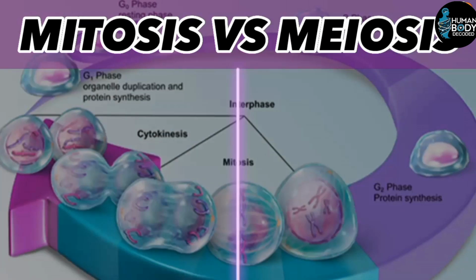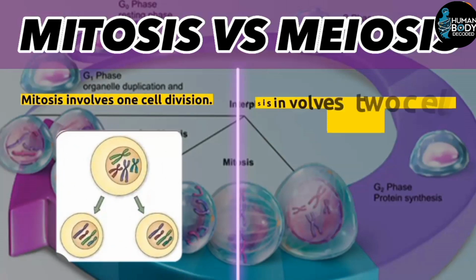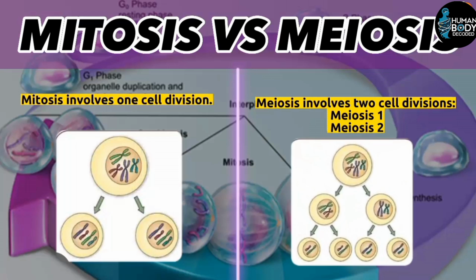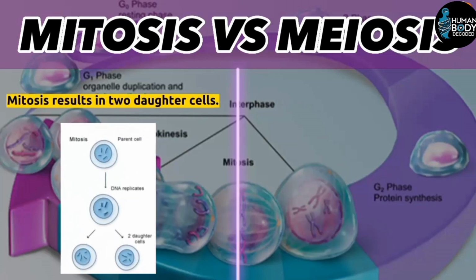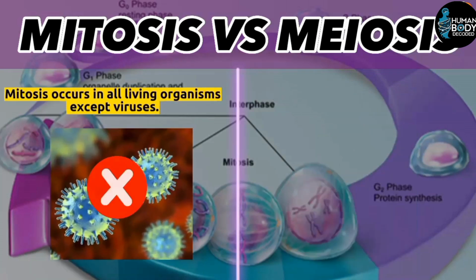Difference number 1. In mitosis, the cell divides only once, but in meiosis, the cell goes through two divisions. The first division is called meiosis 1, and the second division is called meiosis 2. Difference number 2. In mitosis, one cell divides into two identical cells, but in meiosis, one cell divides into four unique cells.